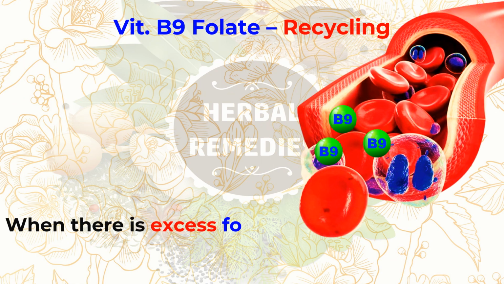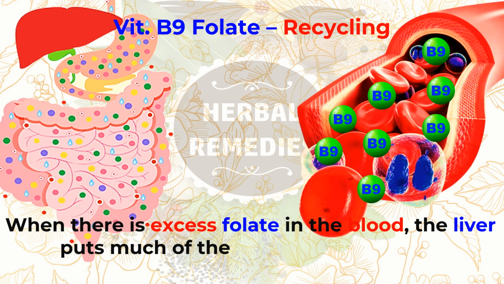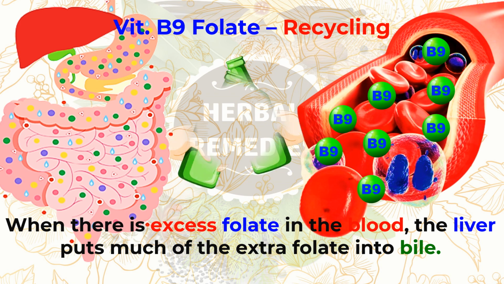When there is excess folate in the blood, the liver puts much of the extra folate into bile. This bile goes back into the intestines, where the folate may be reabsorbed. This reabsorption of folate is dependent on healthy intestines. This reabsorption of folate by the intestines is vital. If the intestines are not healthy enough to absorb folate, then this limits the ability of the body to make rapidly growing cells. The intestinal walls are made up of rapidly growing cells. In a vicious cycle, the lack of folate can prevent uptake of folate and other nutrients. Also, alcohol drinking can decrease the absorption of folate.